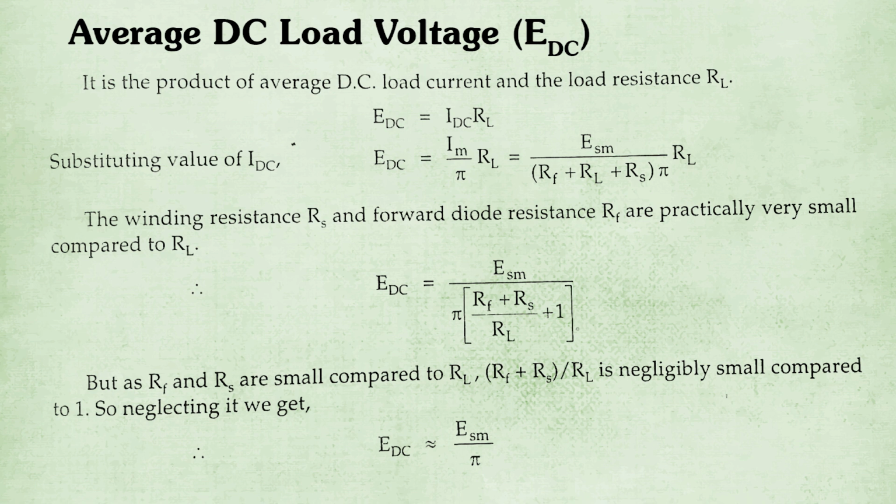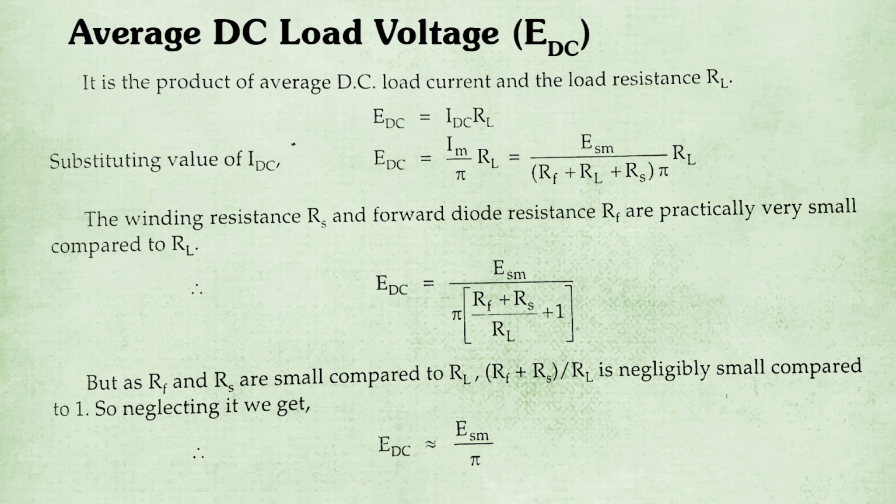It is denoted by EDC. So, it is a product of average DC load current and the load resistance RL. So, EDC, that is the average DC load voltage, will be equal to IDC into RL. So, its value will be equal to Im upon pi into RL, which is equal to ESM upon Rf plus RL plus Rs into pi, the whole multiplied by RL.